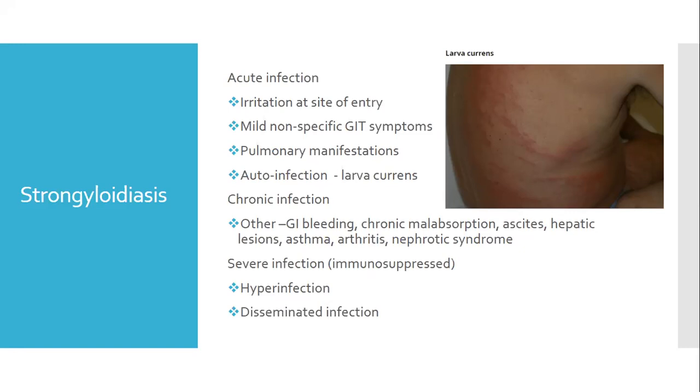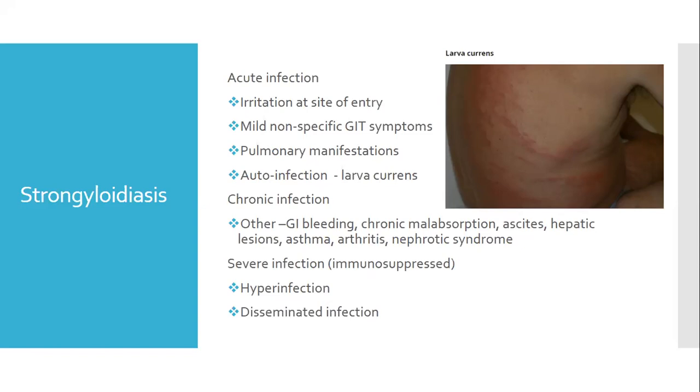When they have hyperinfection, what happens is that you get accelerated autoinfection, and the signs and symptoms are much more severe. This is from the increased larval migration in the organs that are normally involved in the autoinfection cycle: the GIT tract, the lungs, and the skin. However, when the infection disseminates, the hyperinfection syndrome spreads to organs and tissues outside of the autoinfection cycle. This can be any organ, like kidneys, mesenteric lymph nodes, the heart, and even the brain.